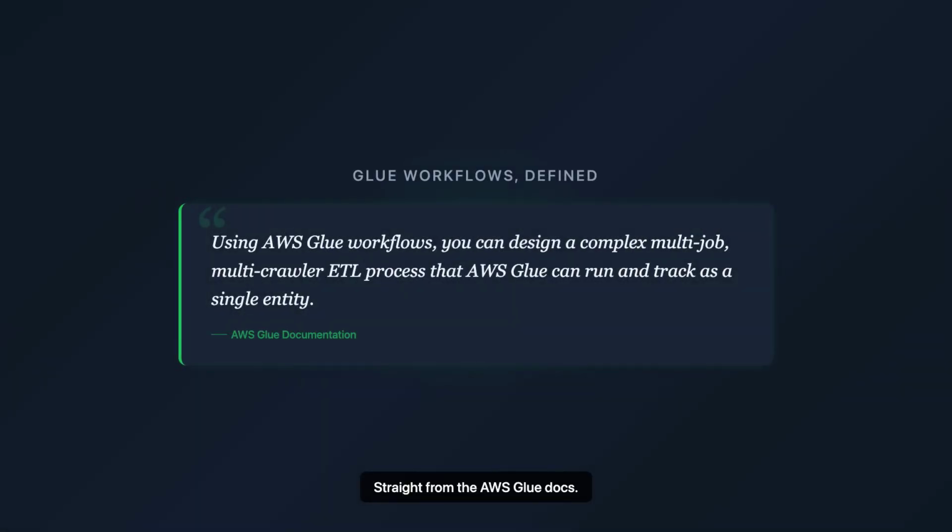Straight from the Amazon Web Services Glue docs. The key phrase is at the end, tracked as a single entity. That means one place to monitor, one place to see failures, one place to retry. You're not stitching together separate Glue job runs and trying to figure out which crawler ran after which job. It's one workflow object that knows the whole pipeline.